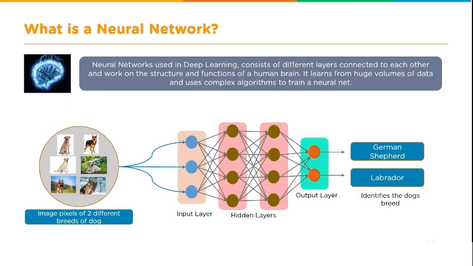The only way we can evaluate an artificial intelligence or anything like that is to compare it to human function. Very important note on there. And it learns from huge volumes of data, and it uses complex algorithms to train a neural net. So in here we have image pixels of 2 different breeds of dog. One looks like a nice floppy-eared lab, and one a German Shepherd. You know, both wonderful breeds of animals.